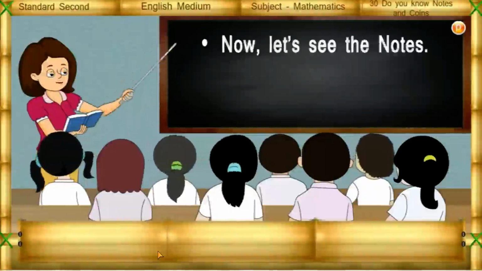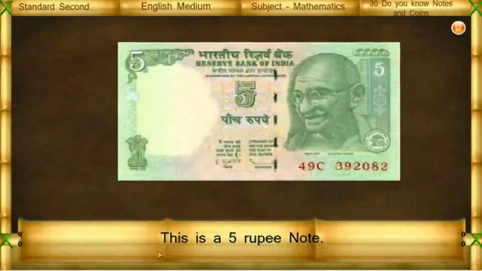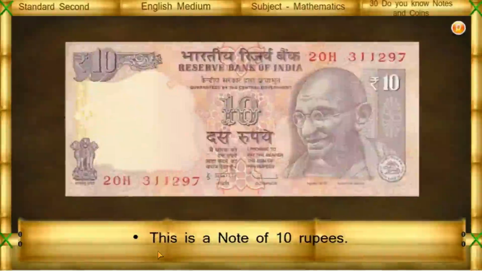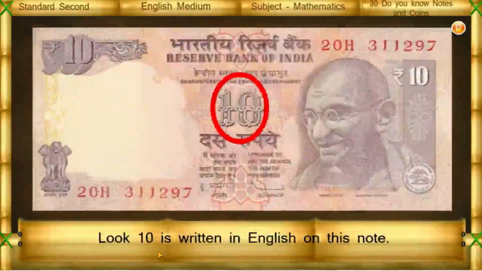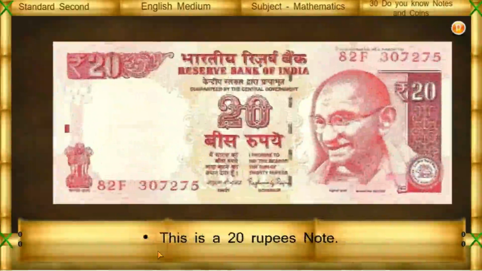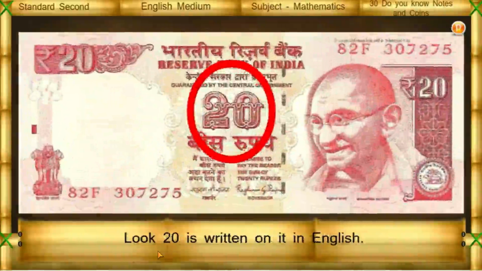Now, let's see the notes. This is a 5 rupee note. See, the digit 5 has been written in English. This is a note of 10 rupees. Look, 10 is written in English on this note. This is a 20 rupee note. Look, 20 is written on it in English.